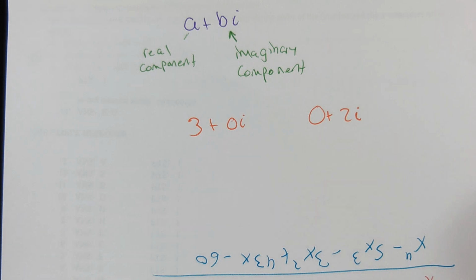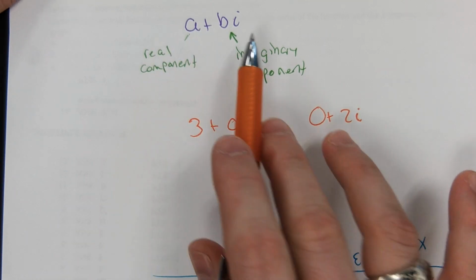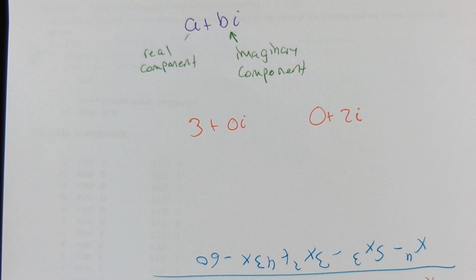Well, then I think the real question is, what is a complex number? This is just how they're written. What does it mean to be a complex number? That's the next big question, right?